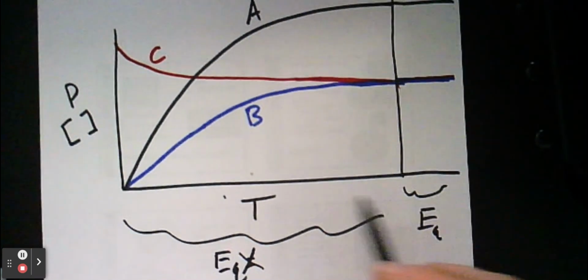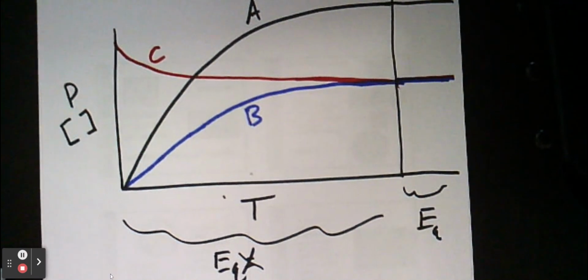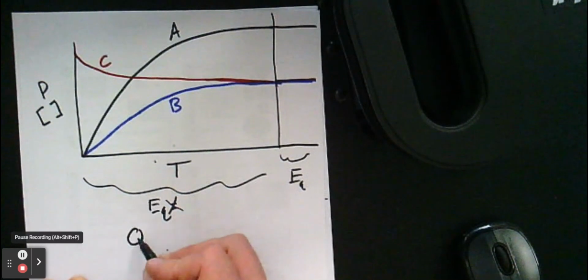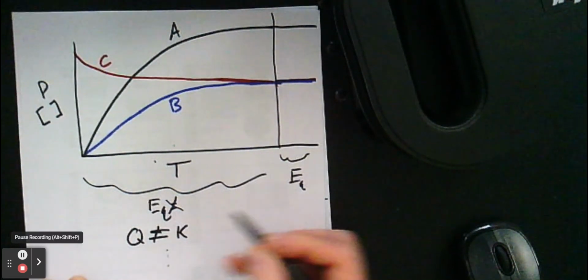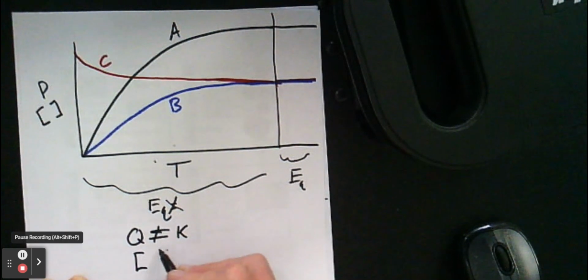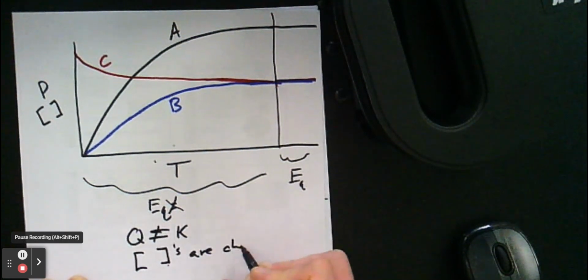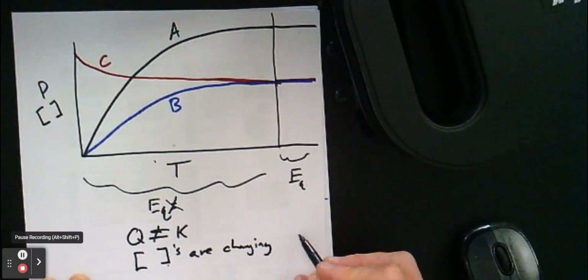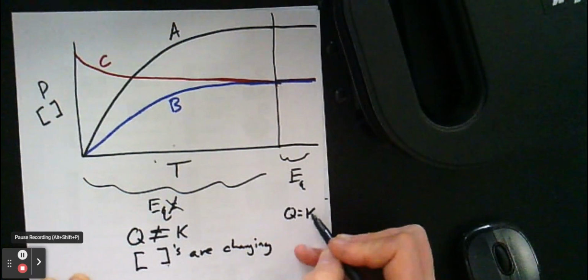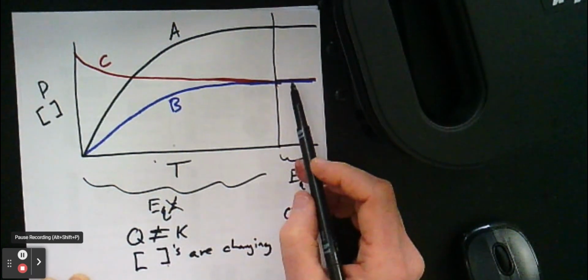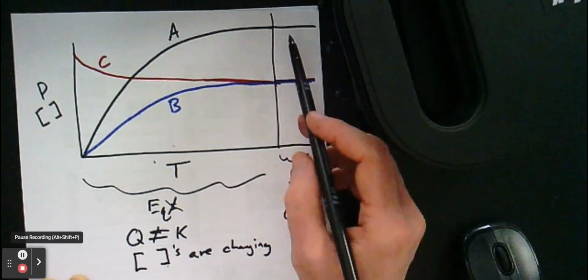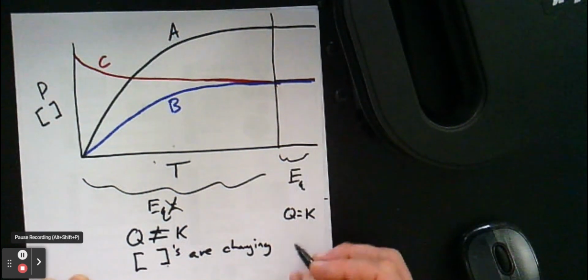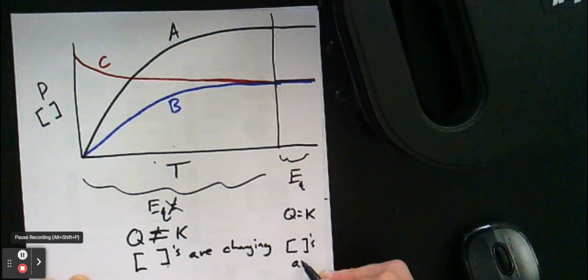Now, for this first section of the graph, Q is not equal to K, because my concentrations are changing. And here, Q is equal to K when, for a reversible reaction that you're studying, the concentrations are remaining constant. That's when Q is equal to K. I'm at equilibrium, and my concentrations are constant.